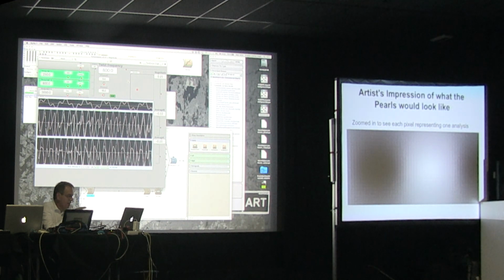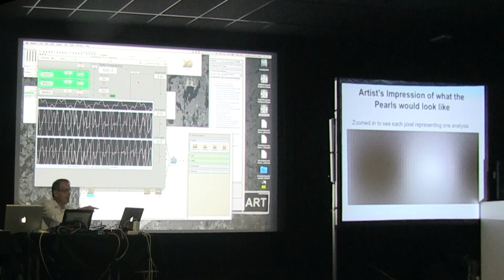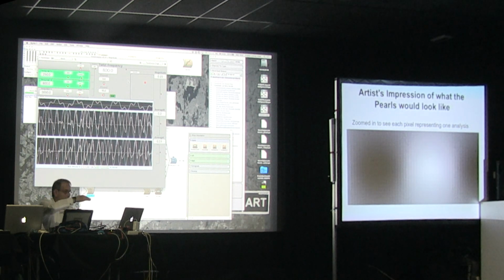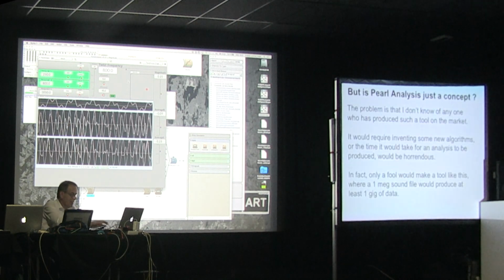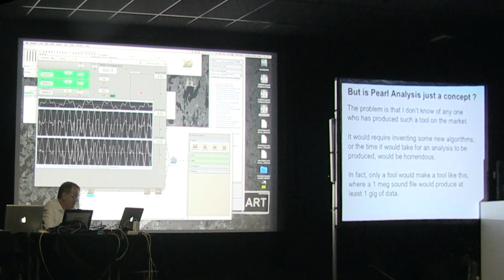But imagine that, I think that looks like a little pearl. Each cycle in our signal would have one of them, and each harmonic cycle would have one of them as well. So we're just zooming into one little area of what it would look like. Is this pearl analysis? Well, it's just a concept.